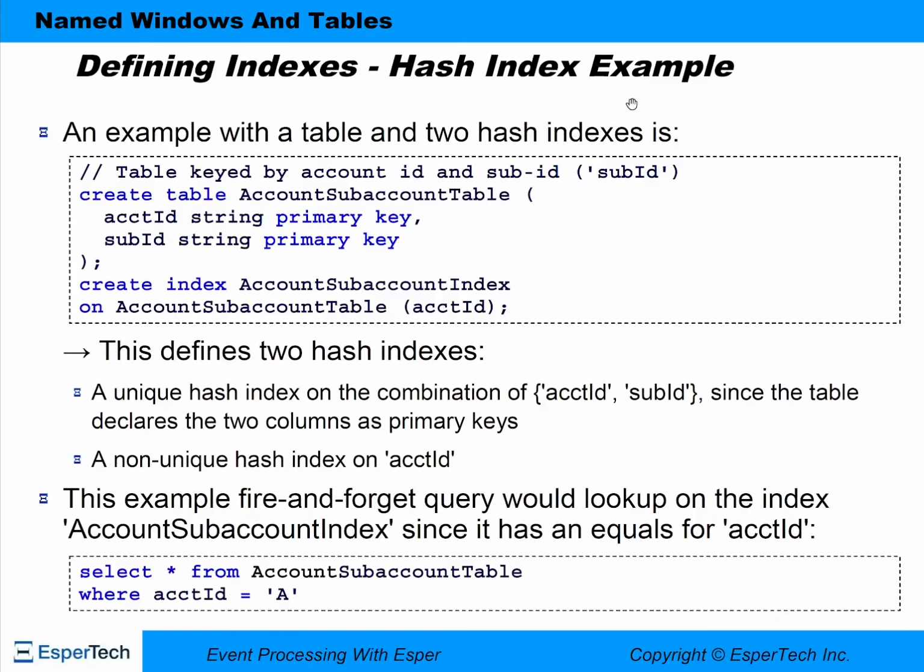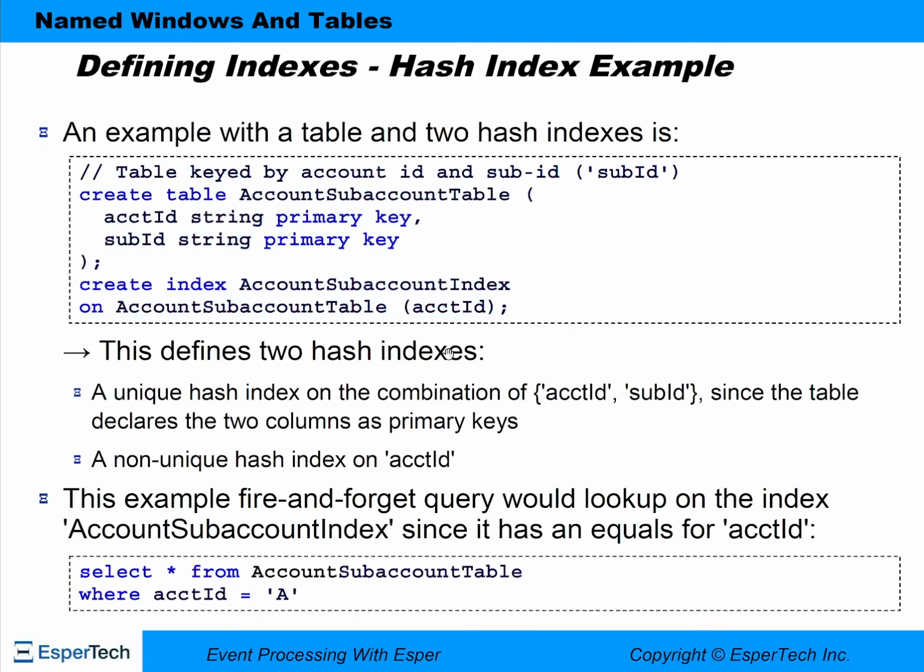An example with a table and two hash indexes is here. The example defines a table that is keyed by account ID and a sub ID. Create table account sub-account table, parenthesis, account ID string primary key, comma, sub ID string primary key. Create index account sub-account index on account sub-account table, parenthesis, account ID.